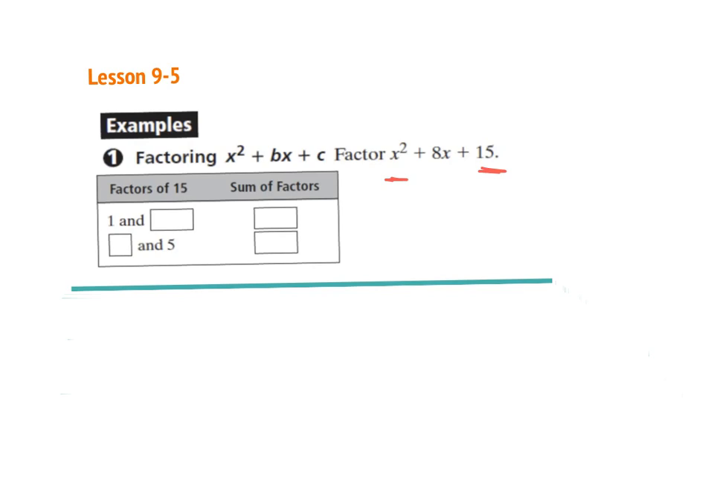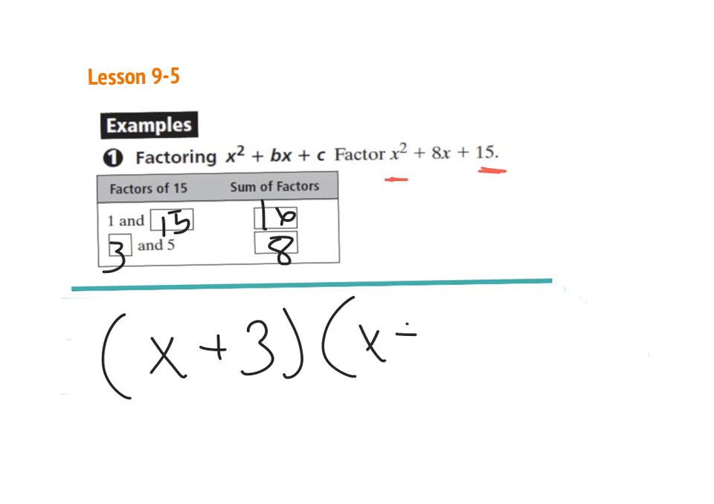So factors of 15 are 1 and 15, and 3 and 5, okay? Their sums are 16 or 8. Which do you think created this trinomial? Yep, if you guessed, x plus 3 and x plus 5 would create the x squared plus 8x plus 15.